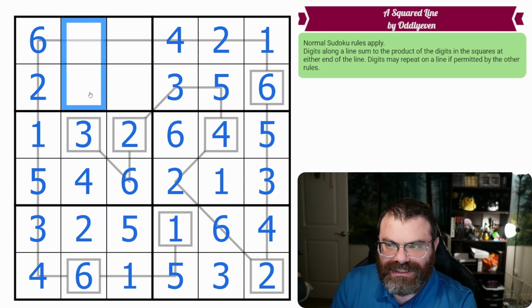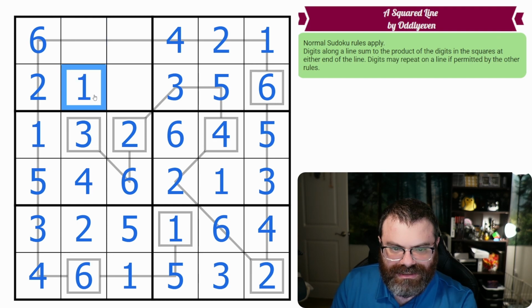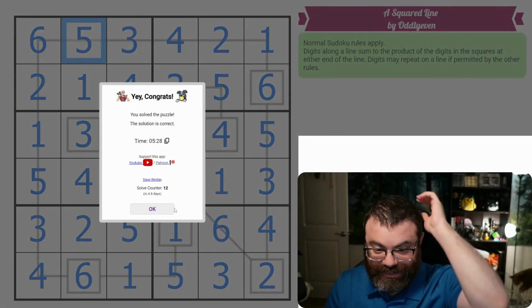This was really neat. Thanks, Oddlyeven. Let me finish the digits first, and then we'll talk about it. 3, and then we need 4 and 5. 4 and 5. Very nice.